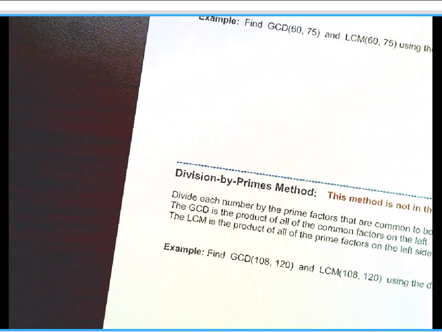Oh my gosh, I've got papers everywhere. All right, here we go.